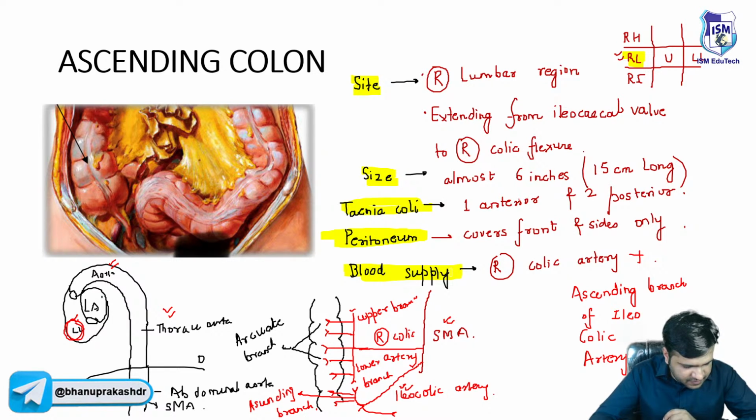Garima, very good, beta. Dimple, very good, beta. Perfect. Let's move on. So I hope the ascending colon is clear.